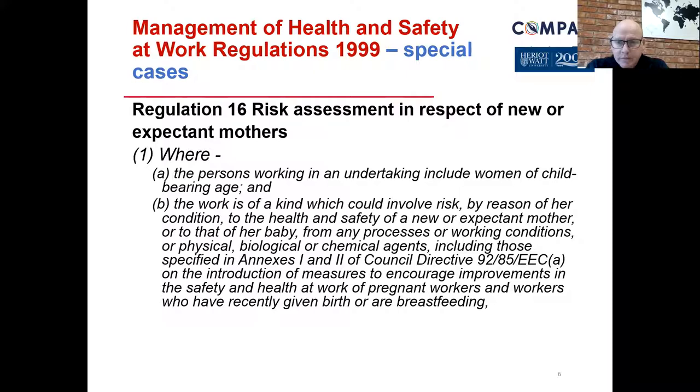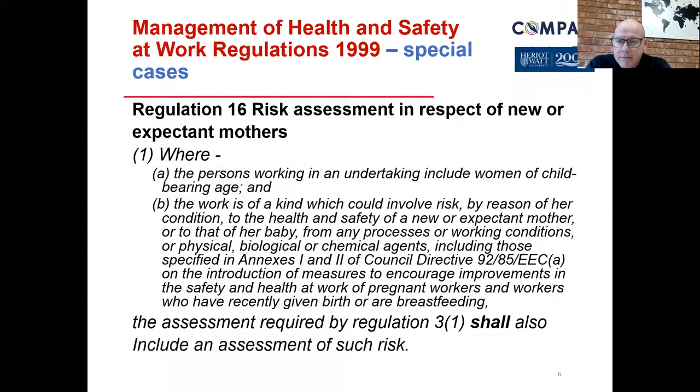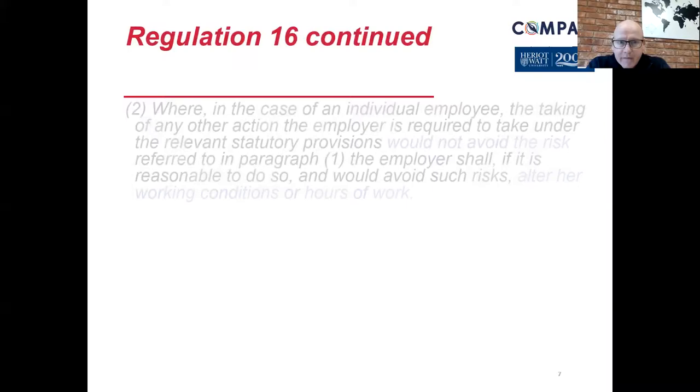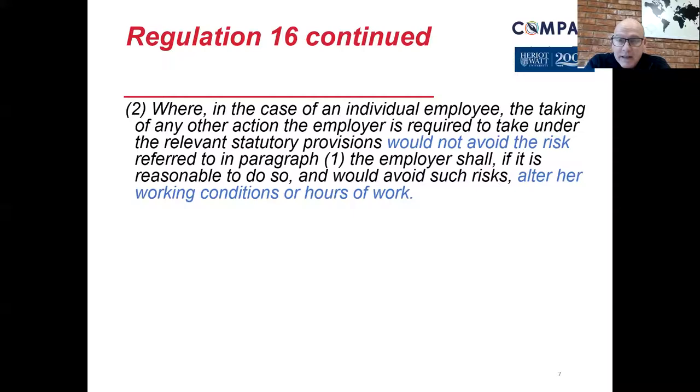So it says shall. So it's an absolute duty. You can't get around it. There are variations on this. You need to have a medical practitioner, first of all, explaining that this person is in fact pregnant, and then you start from that point of knowledge. Once you know that they are in fact pregnant and it's been confirmed by a certificate or a note from the GP, then you can do the risk assessment.